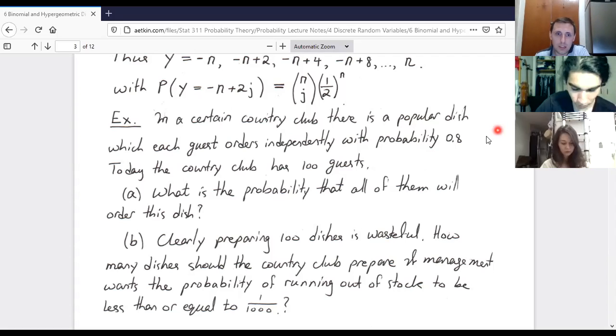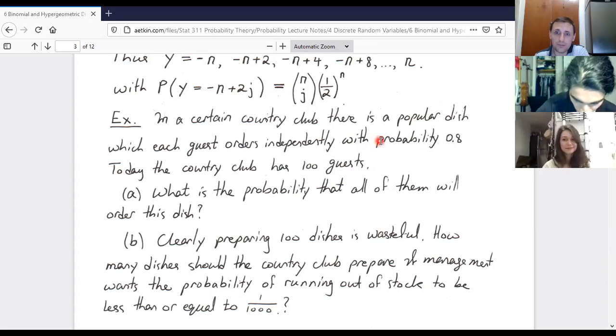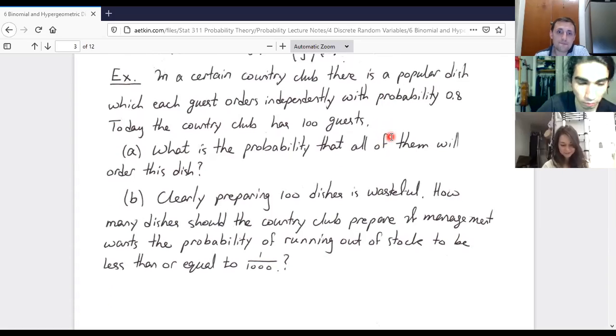Okay, naturally. Okay, so it's not a very high probability, yeah? Not at all. So clearly preparing 100 dishes is wasteful.